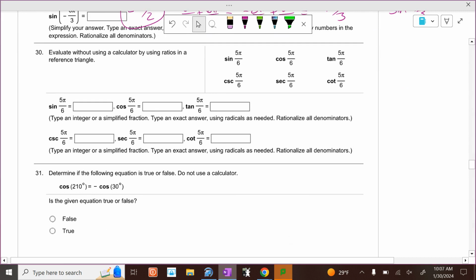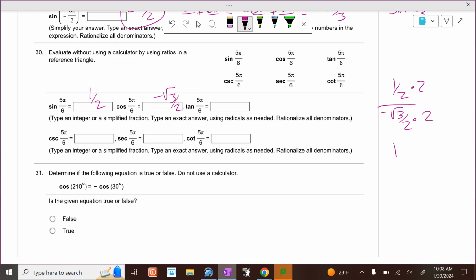Okay, couple problems left. Sine of 5 pi over 6, again, unit circle. This is square root of 3 over 2. No, it isn't. This is 1/2. This is negative square root of 3 over 2. And tangent, use y, 1/2, over x, negative square root of 3 over 2. First thing you do is multiply both top and bottom by 2. So it's 1 over negative square root of 3. And multiply top and bottom by square root of 3. So it's square root of 3 over 3 with a negative.